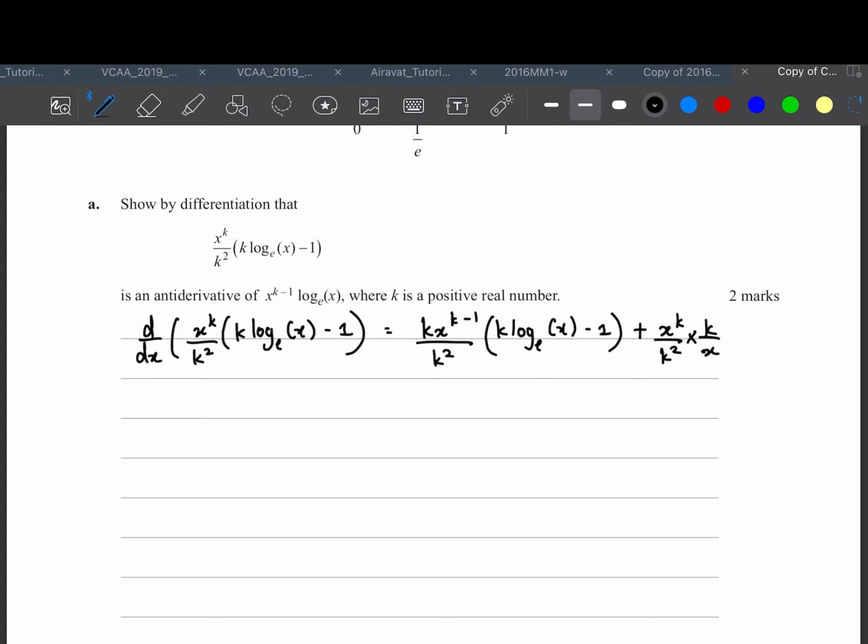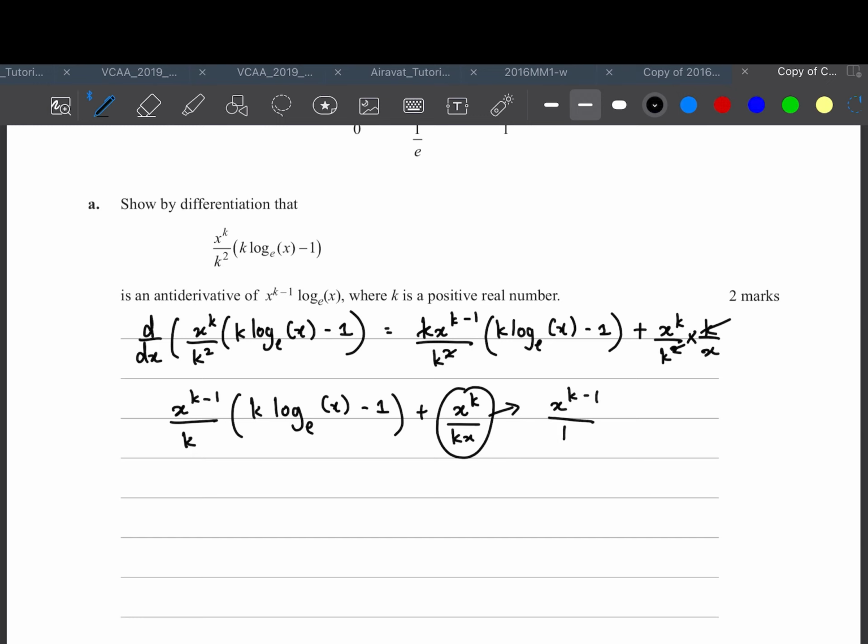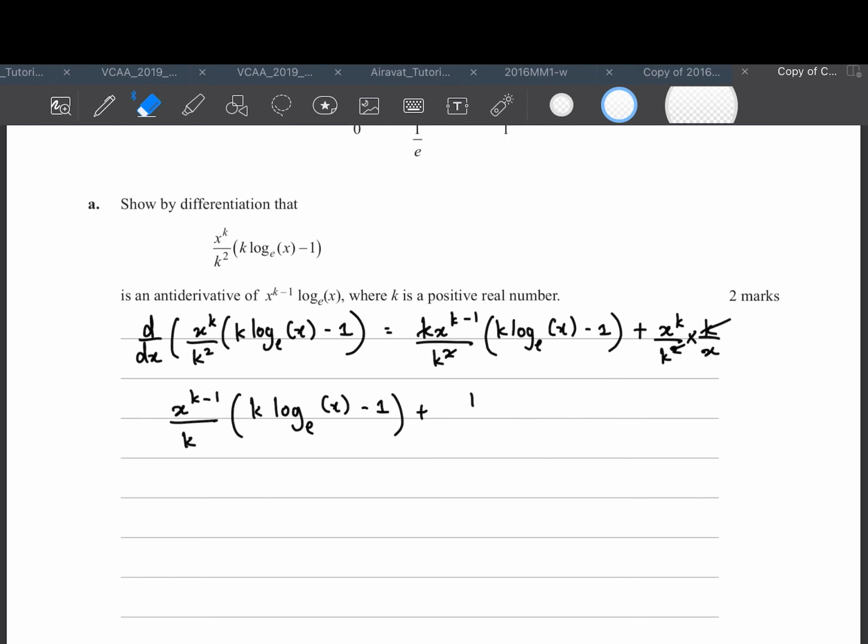Alright, now we can cancel out a few things. So this k and this k can cancel out. This k and this k can cancel out. So let's rewrite this properly. So x to the power of k minus 1 over k times k log base e of x minus 1, plus x to the power of k over kx. Now we can also write this thing as x to the power of k minus 1 over k, because I just brought this x up. So x to the power of k minus 1 over k.